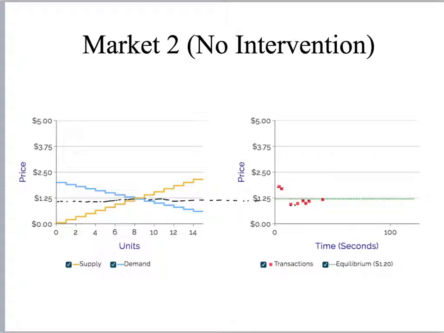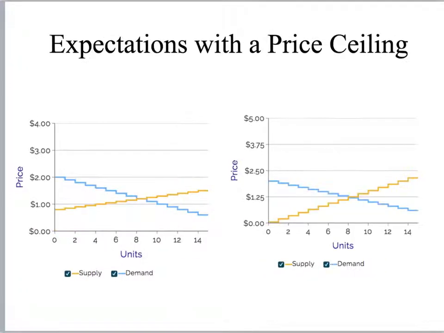So you can see that the prices, while they're not always at equilibrium and the average price isn't at equilibrium, over time, the markets tend to converge to the equilibrium price.